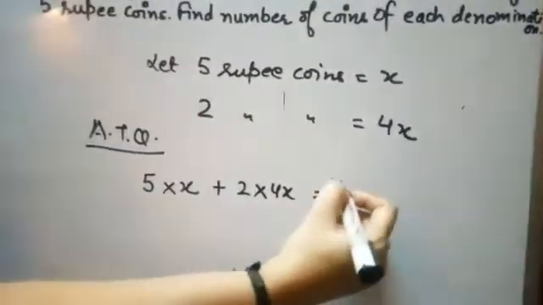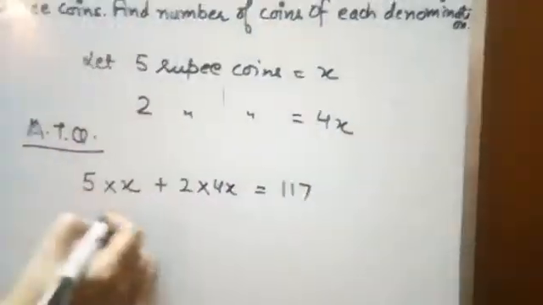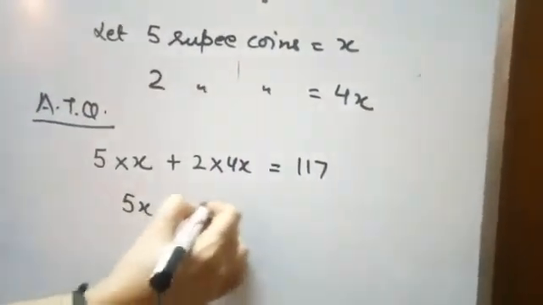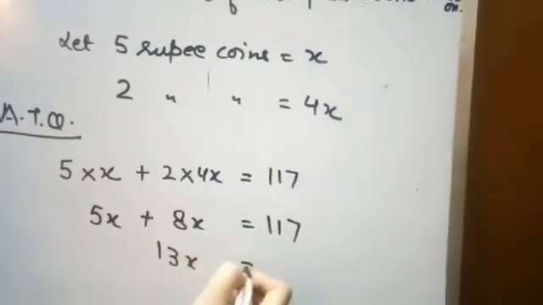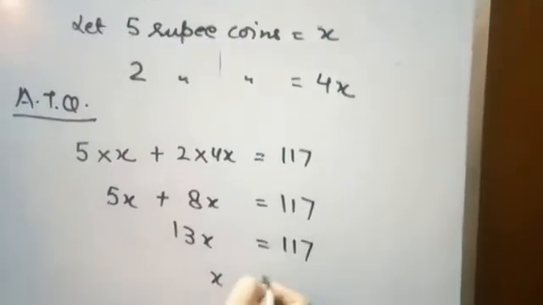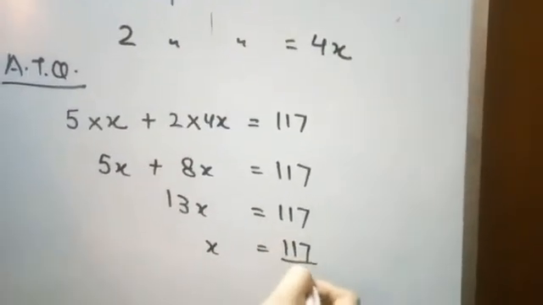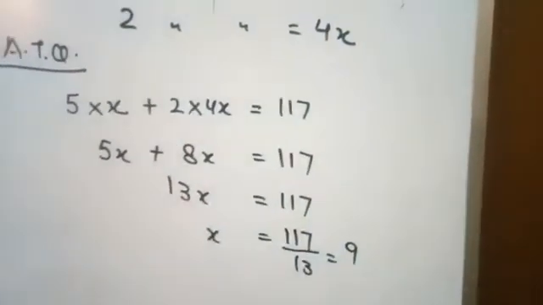Now the total money Leena has is 117. 5x plus 8x, 2 4s are 8x, so 13x is equal to 117. Then x will be 117 by 13, that is 9. The value of x has come out.